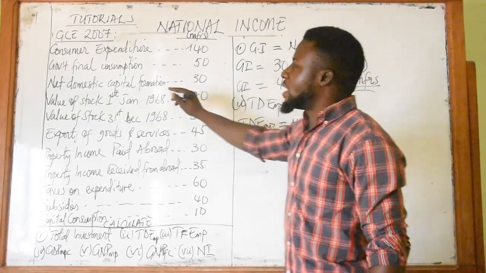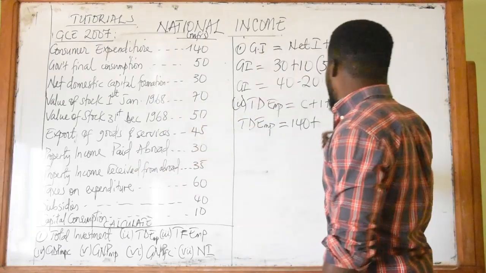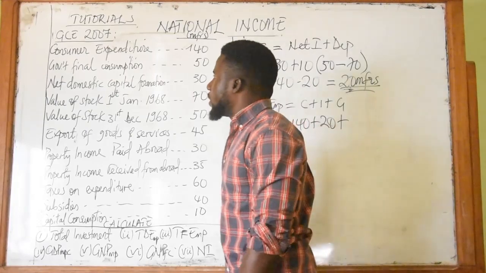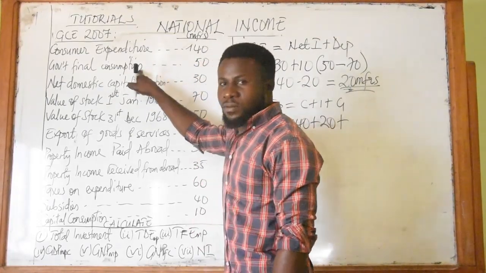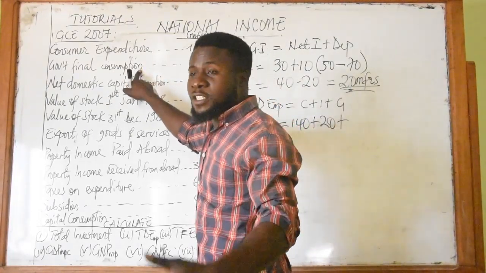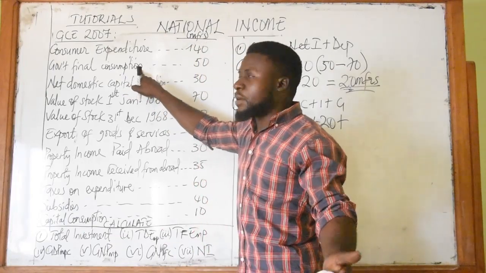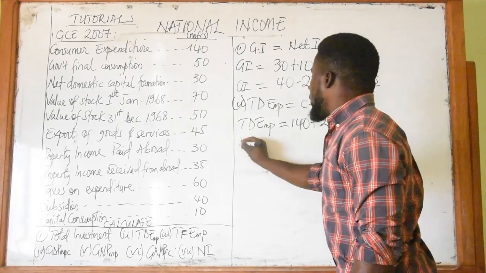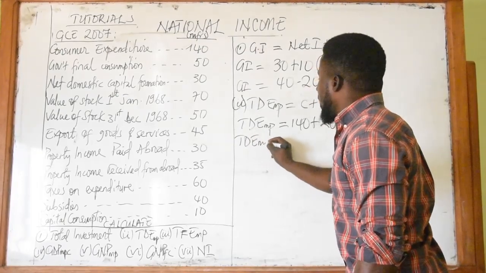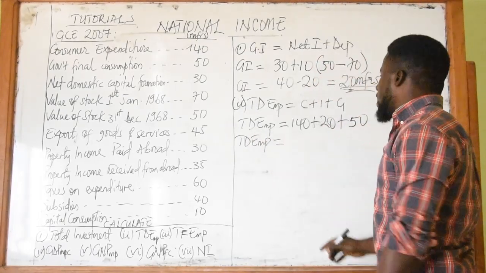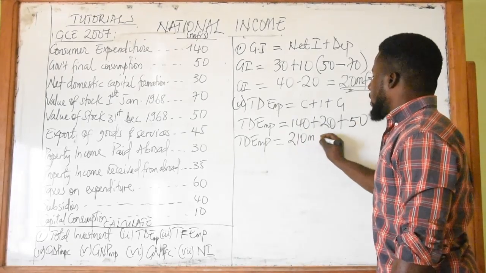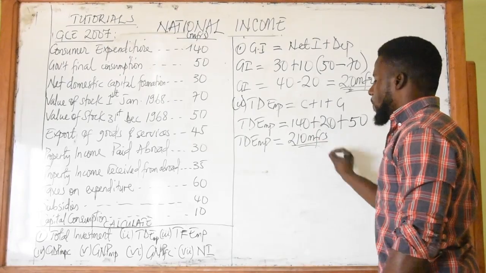Remember, we are not using net investment, we are using gross investment, which is 20, plus government expenditure, which was given. They said government final consumption. The government consumes by spending on public and merit goods and others. So we have that 50. And then our total domestic expenditure at market price is 160 plus 50. This gives us 210 million francs CFA. Simple.